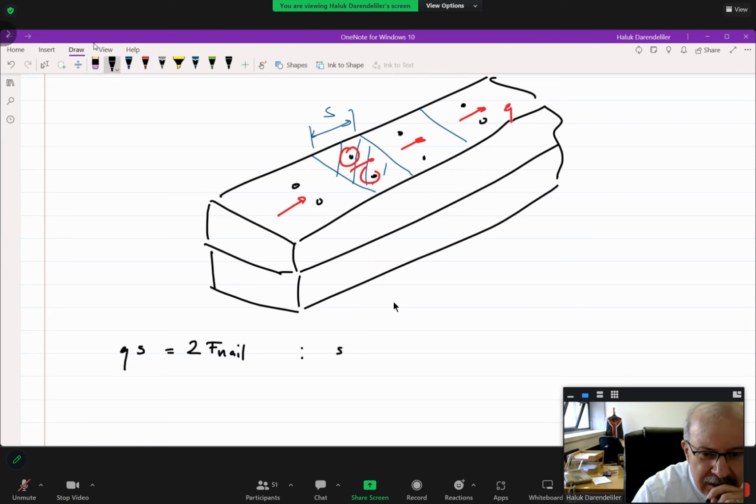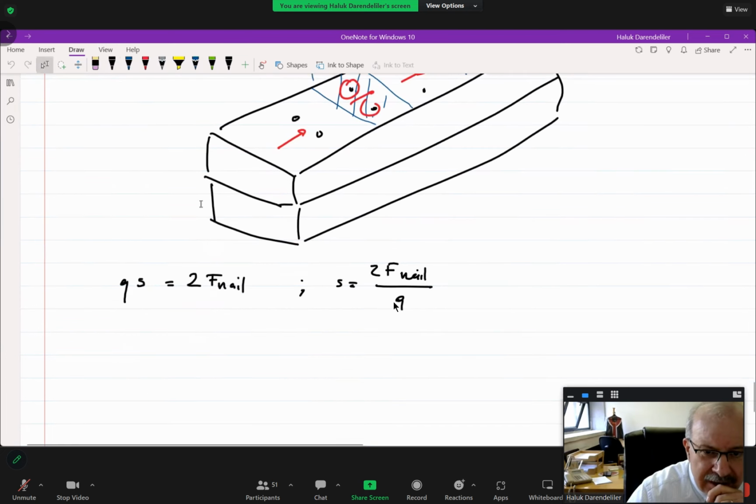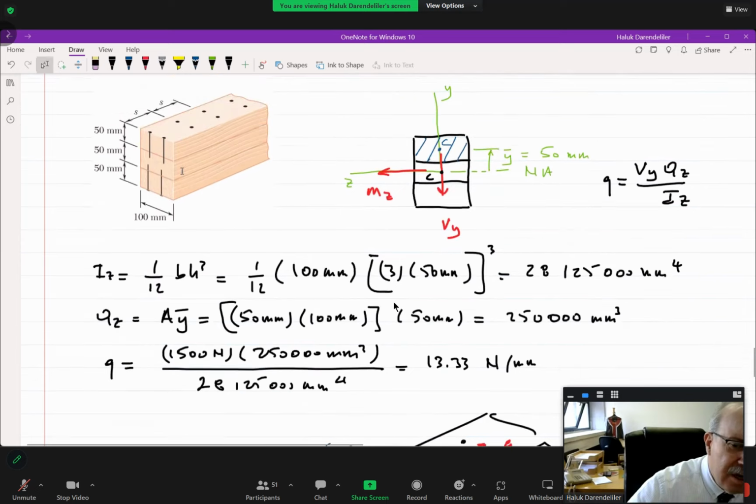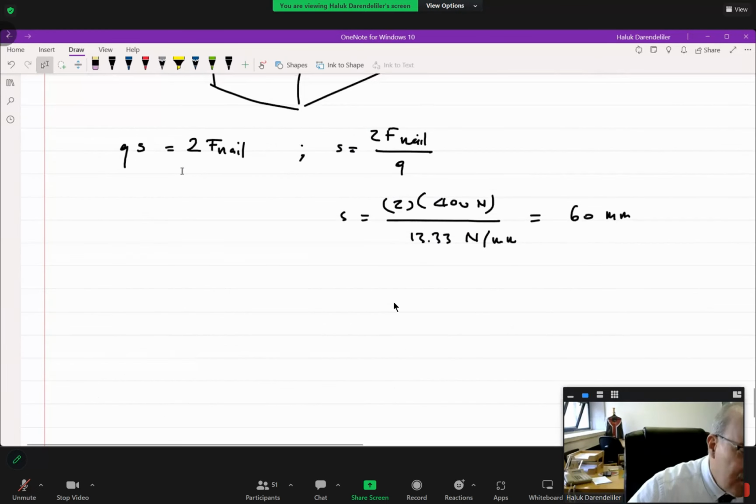Therefore, s is equal to 2 F nail over q. Or we can say that s is equal to 2 times, we know that each nail can carry a force of 400 newtons, and we have already calculated q as 13.33 newtons per millimeter. So s comes out as 60 millimeters. Therefore, if you use a larger space between these nails, greater than 60 millimeters, these nails will fail. Okay.